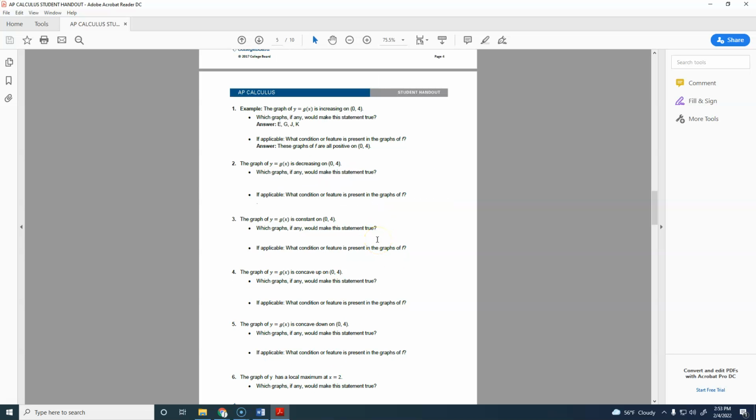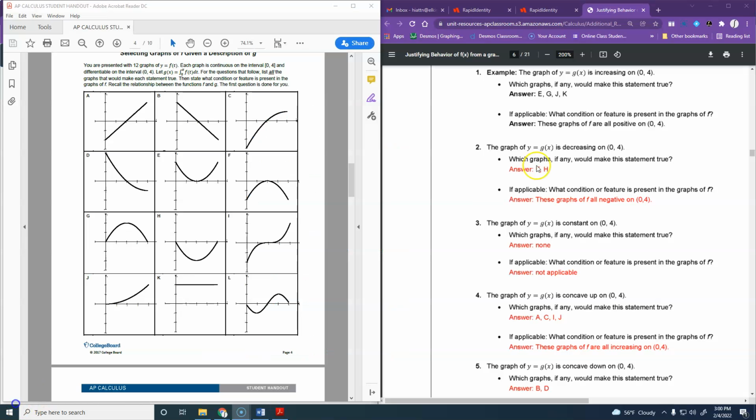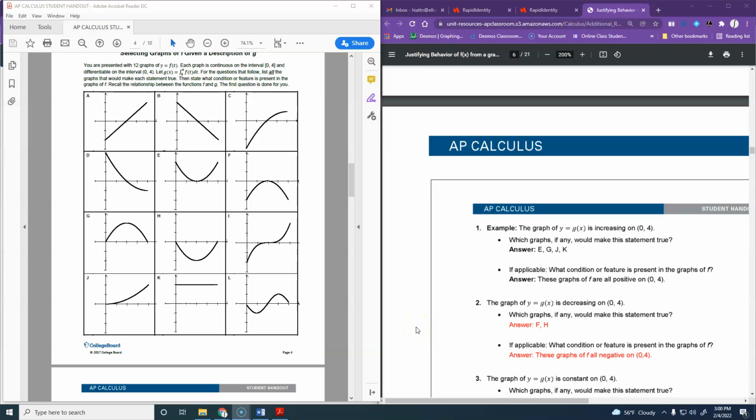So you're going to use those to answer all the rest of these questions. I'm going to let you guys take about 10 minutes and try those on your own, and then we'll check to see how you guys have done. What'd you guys get for number 2's wanting to know it's decreasing from 0 to 4? F and H. Very good. And that is because F and H are negative on that interval. All right. Scroll down. All right. What about for 3? Constant.